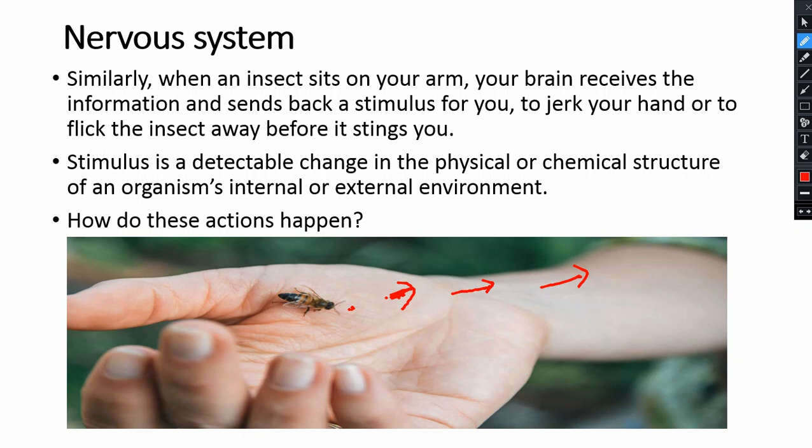The brain will realize that there is an insect sitting on the person's arm, and that he should flick his hand away as quickly as possible before the insect stings him. So it produces a response, and that response comes through that same path to the muscle of the hand, and the person directly jerks or flicks his hand to release that insect from his hand. So that is the second example of the nervous system.